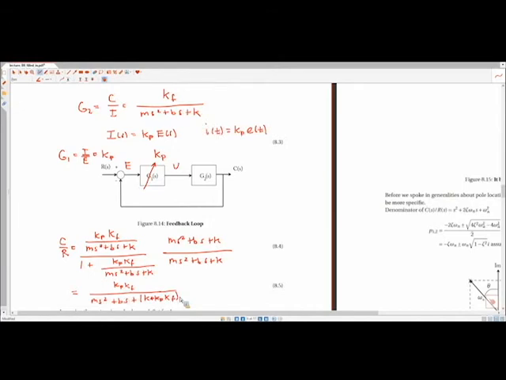And if I wanted to, in the last minute here, I can divide everything by m. So oftentimes we're going to get this in standard form. Dividing everything by m, that would give me Kp Kf divided by m, over s squared plus b over m s plus k plus Kp Kf over m.